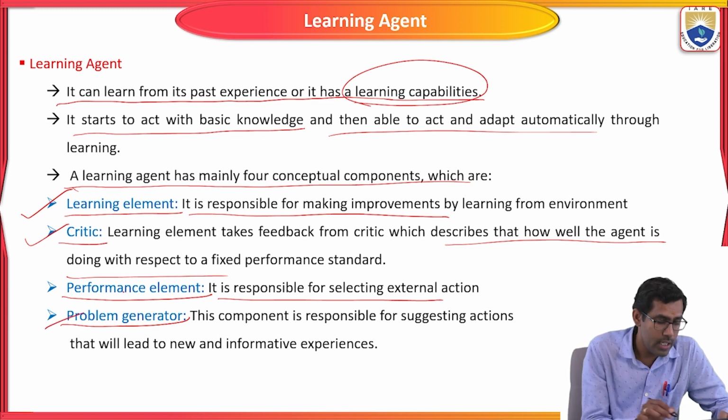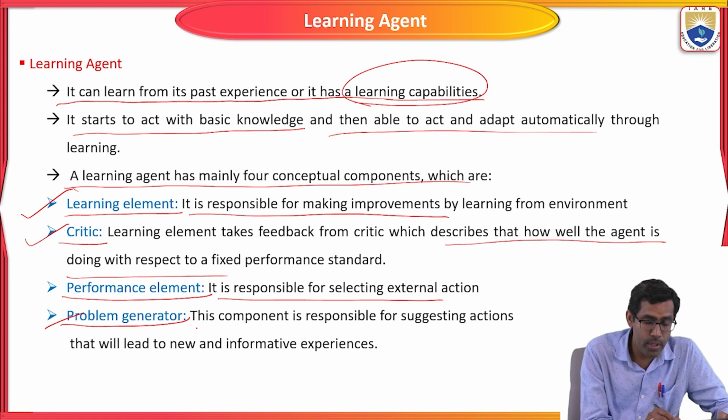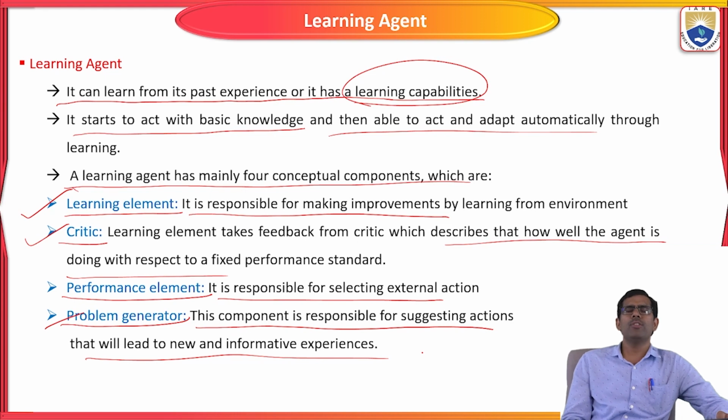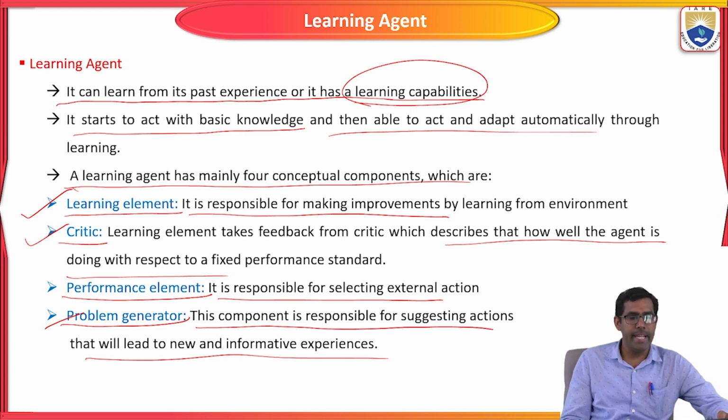The last one is the problem generator. Based on the current situation that is going to happen, this component is responsible for suggesting actions that will lead to new and informative experiences. Based on the previous experience, I learned something, then that experience I'm going to implement in today's session. Like that, the problem generator will work in the learning agent.